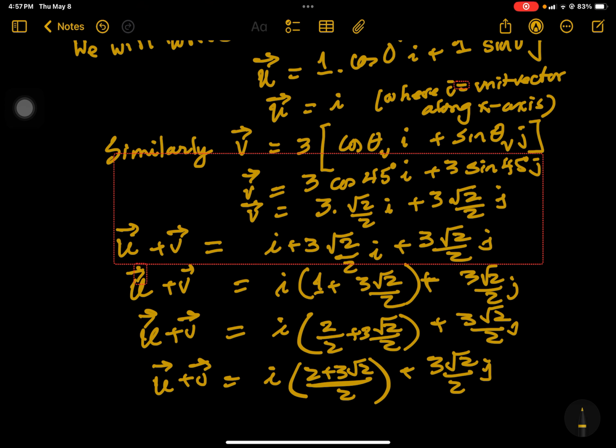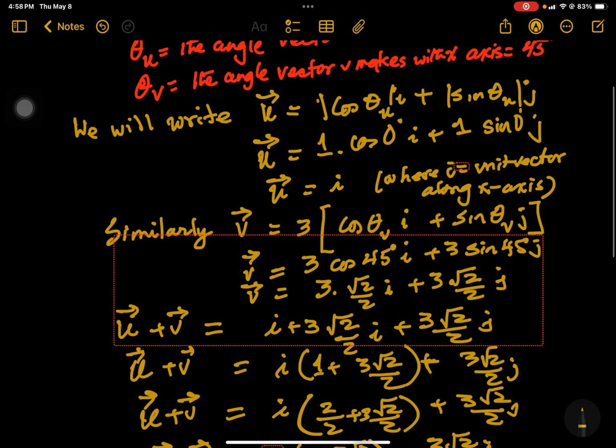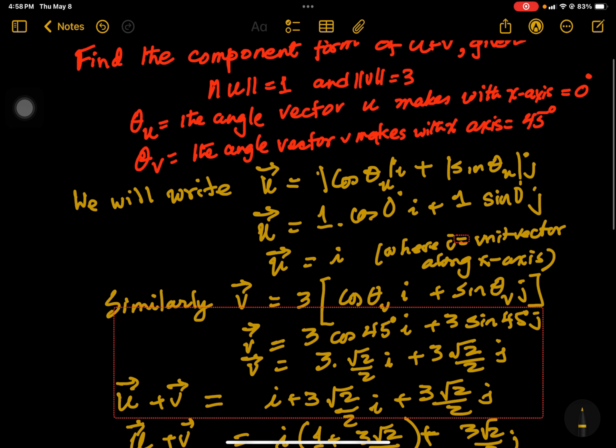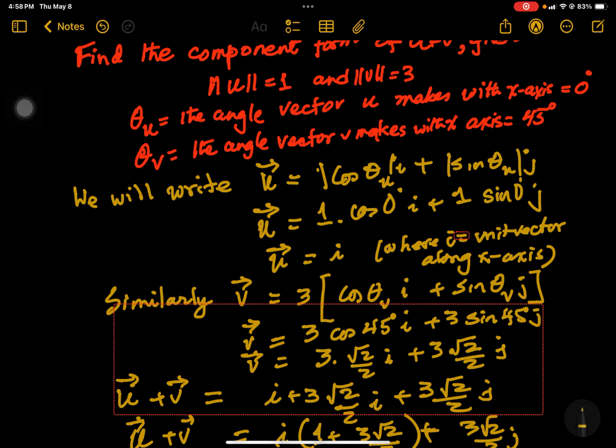So let me just quickly summarize what I did. I wanted to find the sum of the two vectors u plus v. Magnitude of u is given, magnitude of v is given, and the angles each vector makes with the positive x-axis are also given. So we write in component form. Now the magnitude of vector u is 1, so it is 1 times cosine 0 i plus sine 0 j. Since sine of 0 is 0, vector u becomes just i, the unit vector along the x-axis. Vector v can also be written as 3 times cosine theta v i plus 3 times sine theta v j.